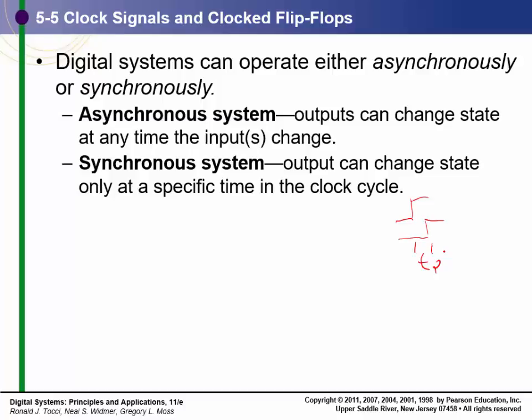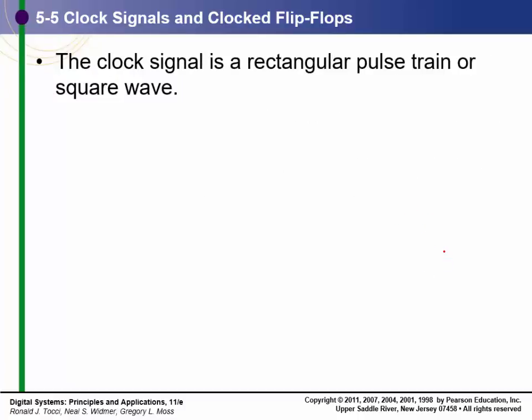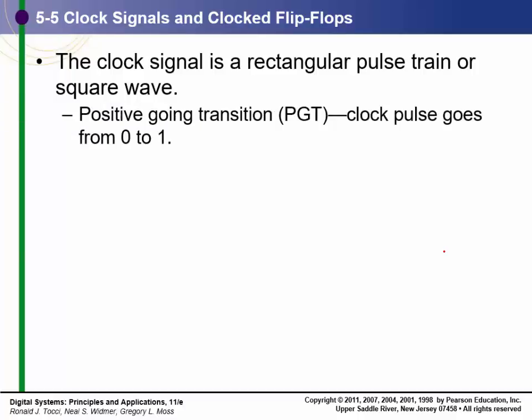By having a system that only changes on rising clock edges, you have a rising clock edge, and then one propagation delay later, you have the output. Then you wait for the next rising clock edge, and then you change state again. So you only do things on rising or trailing clock edges. The clock is a rectangular pulse train or square wave. A positive going transition is the leading edge of the clock.